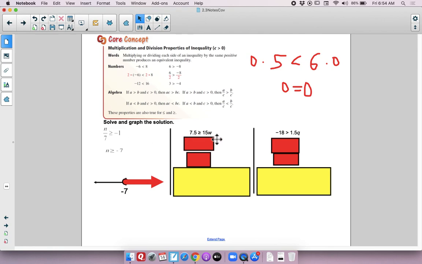Awesome. Okay, here, what are you going to do to get W isolated, or in other words, to get 1W? Hopefully you said divide both sides by 15. 15 divided by 15 cancels. 7.5 divided by 15, hopefully you recognize that is the same as 1/2, or 0.5. And then go and graph it. Key point, open or closed, left or right. Careful with this one.